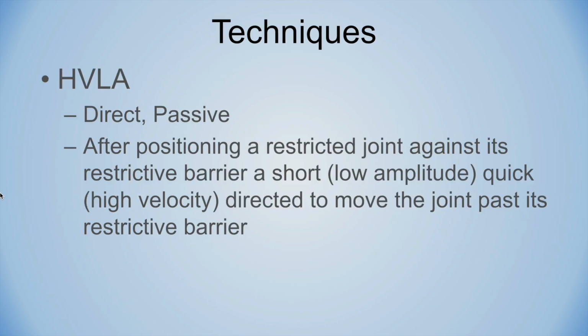Again, with the HVLA, bringing a restricted joint into the restriction and into the barrier, and very slowly bringing it to that barrier to do what we call a lockout, getting to that point where you sort of have taken up all the slack in the surrounding tissues, and then delivering a quick high velocity thrust at that end range, very small, what we call low amplitude, but very quick high velocity to bring the joint just past its restrictive barrier and restore a normal range of motion.